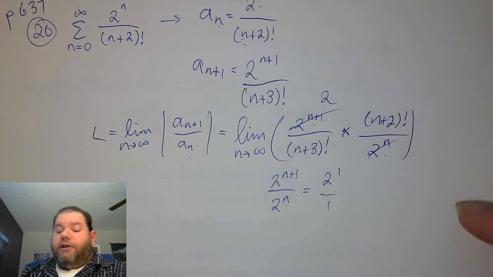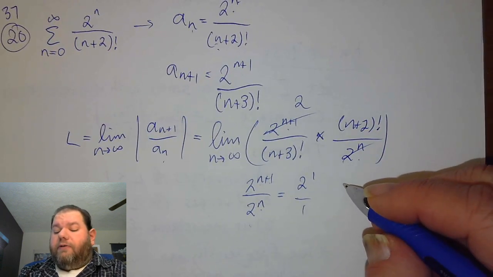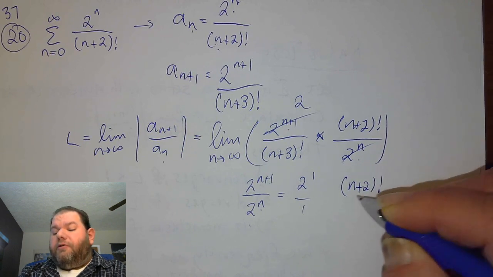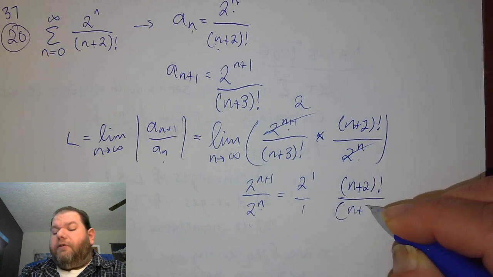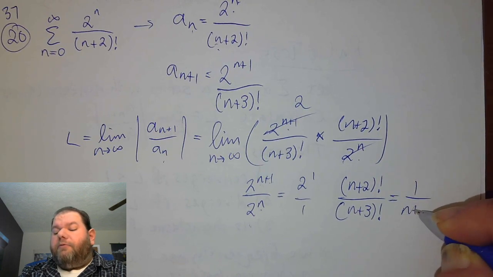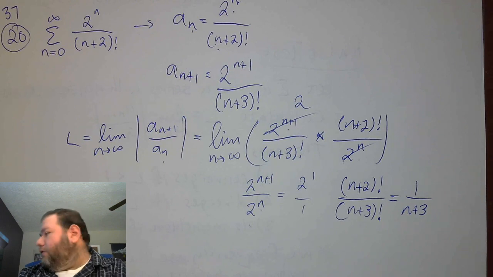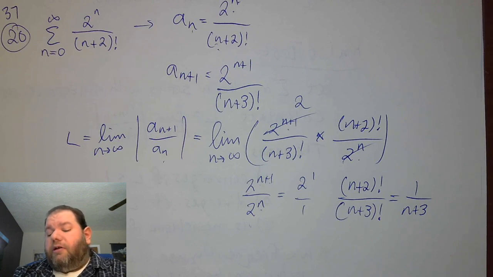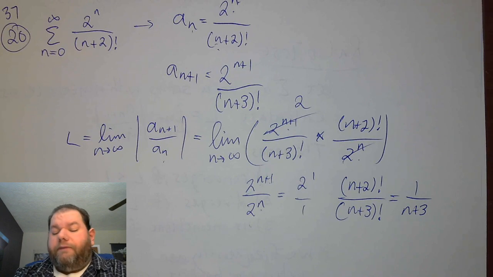Now the more challenging aspect here that I know students struggle with is n plus 2 factorial over n plus 3 factorial. We talked about this a little bit back when we first looked at factorials, but it is, like I said, a little bit more confusing of a topic for a lot of students, and that's okay. Remember that the factorial is the product of everything from 1 to the number that we're taking the factorial of.